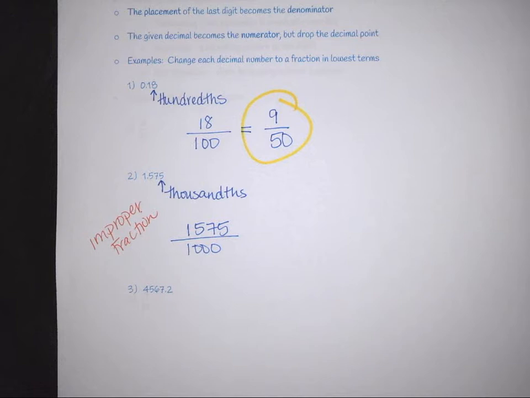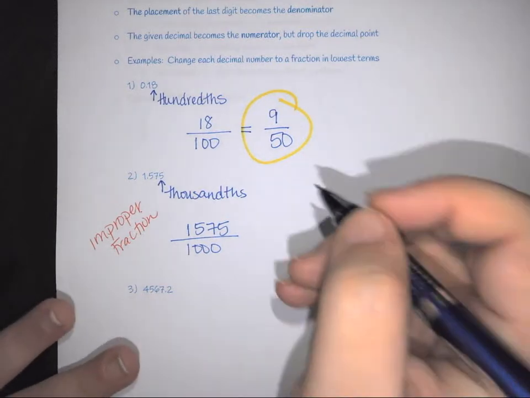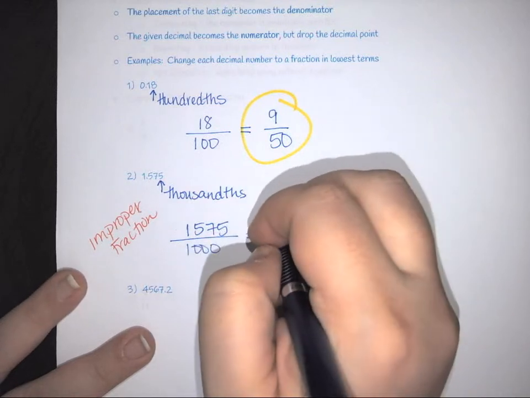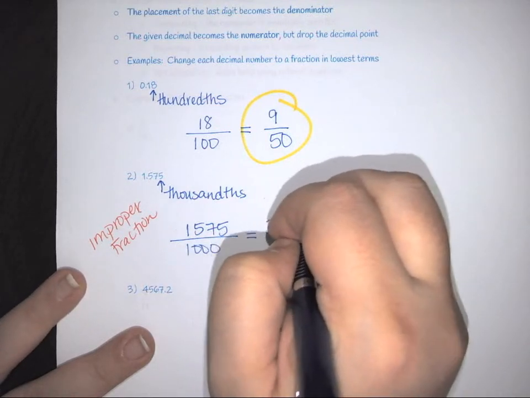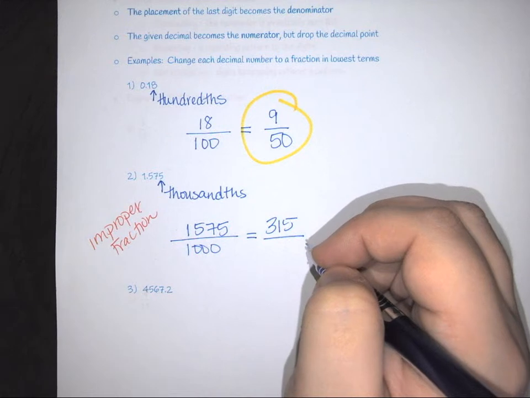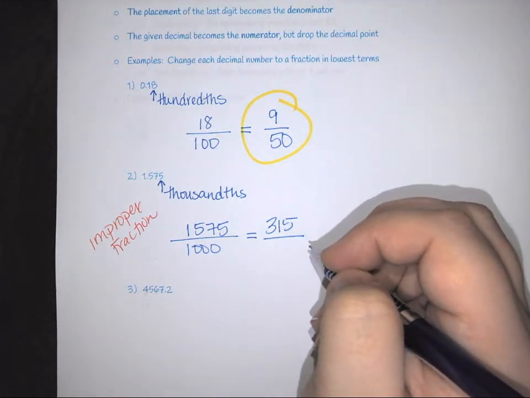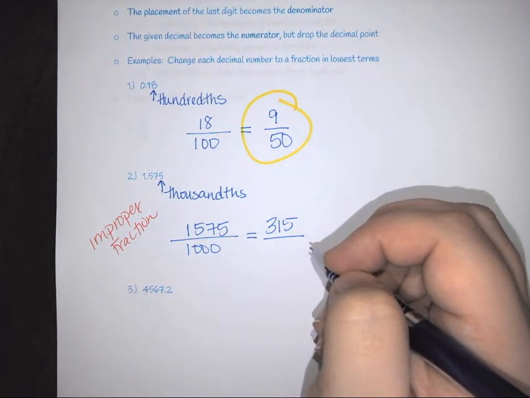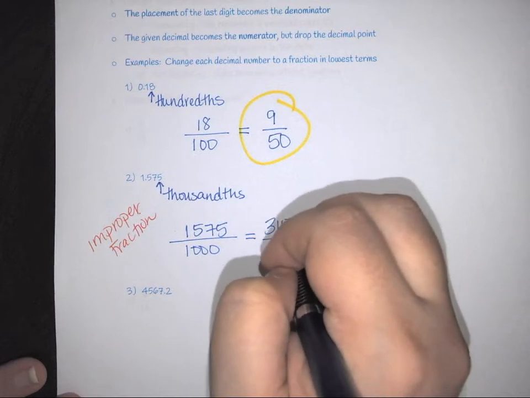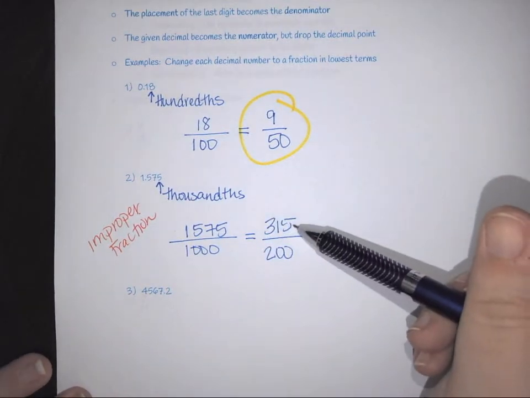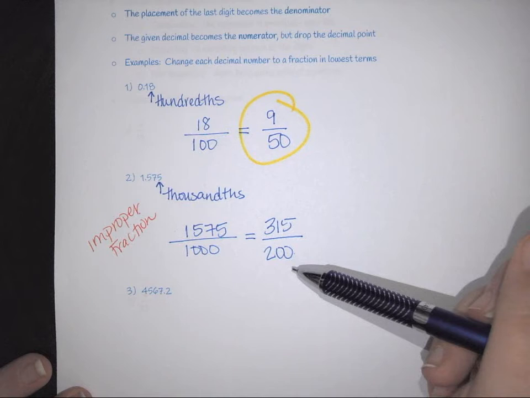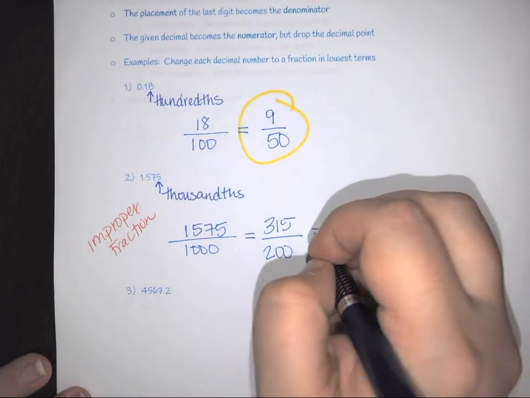The first thing that you could notice is that both the top and bottom end in a 5 or a 0, which means you can divide a 5 out. And so when you do that, it takes the top down to 315. And then when we look at the bottom, we have 1,000 divided by 5, which is going to give you 200. Again, I have a 5 and a 0 in both top and bottom, which means I can take another 5 out.